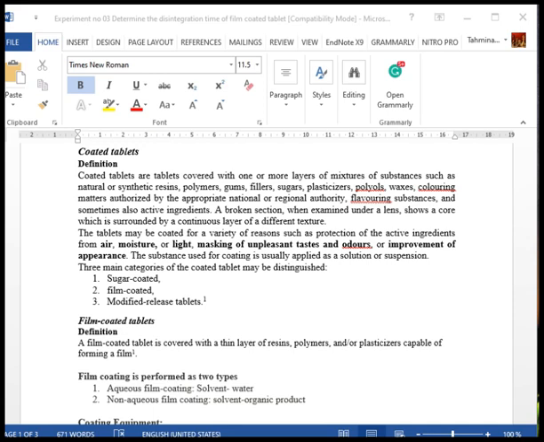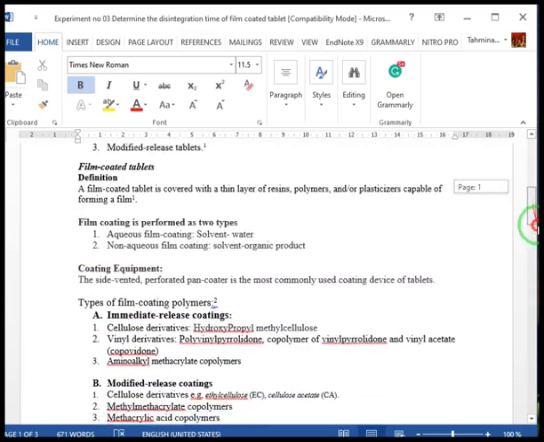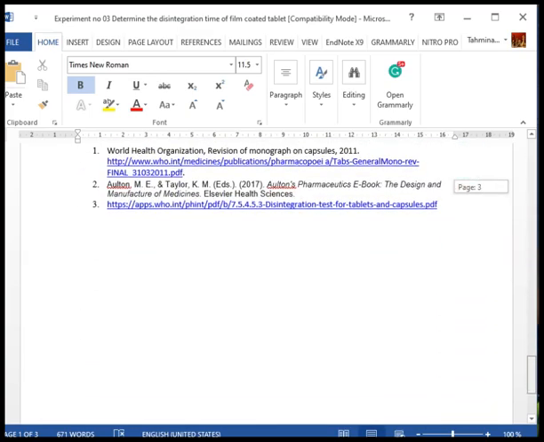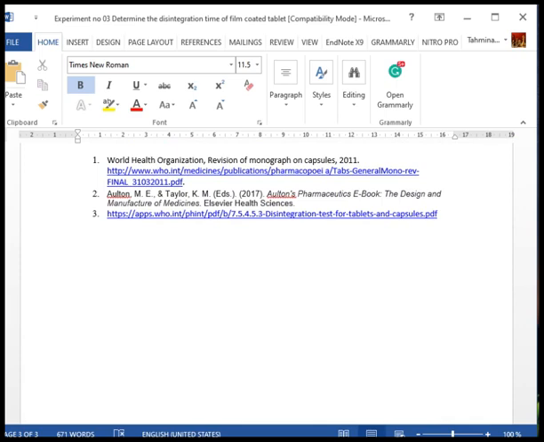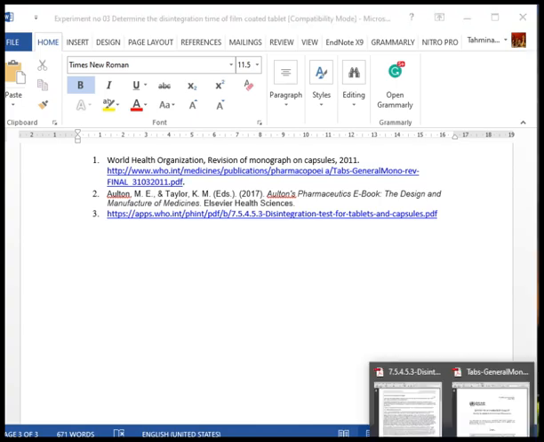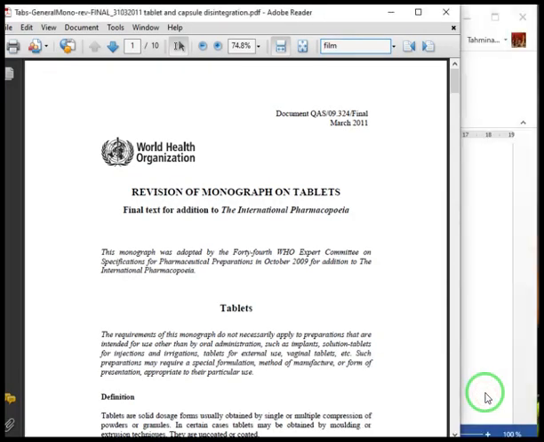There are three main categories of coated tablets. What are these? Number 1, sugar coated. Number 2, film coated. And number 3, modified release tablet. As you can see, the guideline reference, WHO World Health Organization revision of monograph on capsules 2011, and yes, film coated.